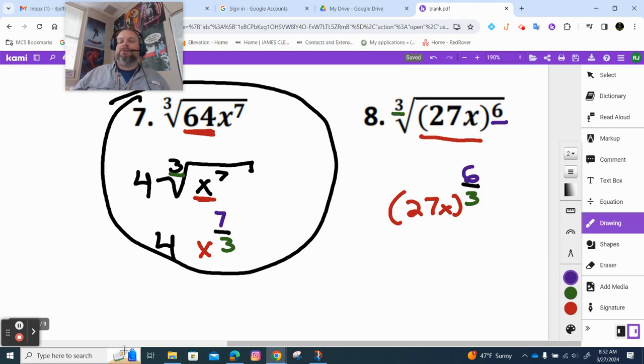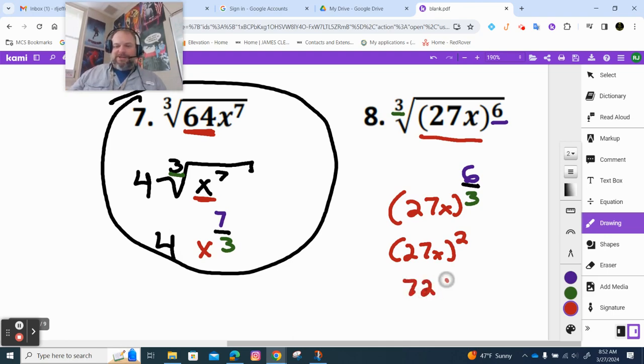Can we reduce 6 over 3? All right. So what is 6 over 3? Remember, the use of calculators are encouraged. All right, 27 squared is 729. This is x squared.